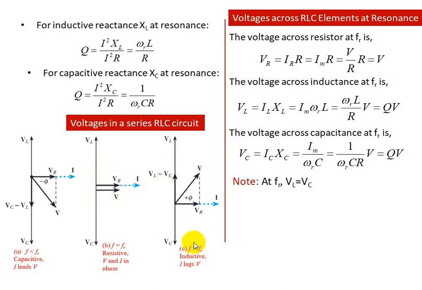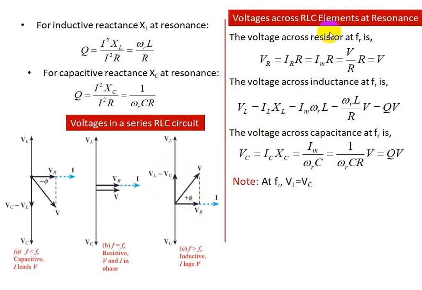And coming to the third case, when the frequency is greater than Fr, XL becomes greater than XC. Therefore, VL minus VC will be positive. So this phasor is drawn pointing upwards, and VR is the voltage across resistance, and the vector addition of these two phasors gives the resultant vector V. Phi is the phase angle between this voltage across resistance VR and V.